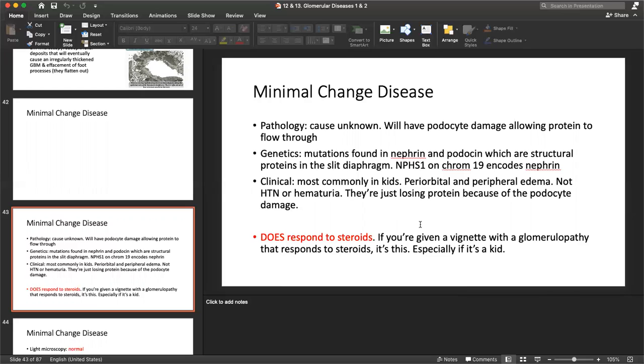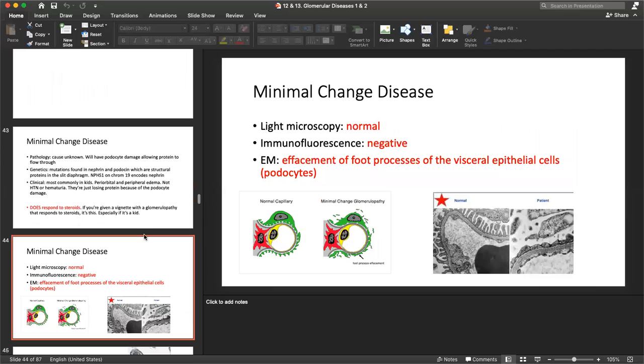So if you're given this and it says they were given steroids and improved, it's minimal change. If it says it's a kid and you see 3+ protein, it's probably minimal change. So this is pretty cool. Light microscopy is going to be normal. Immunofluorescence is negative. But EM is going to have effacement of those foot processes.